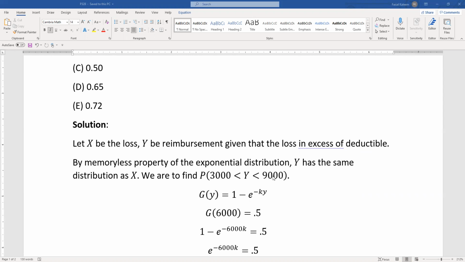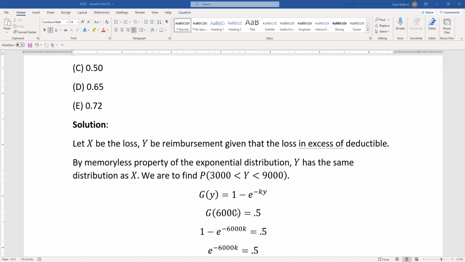So since in everything, whether it's what we have to find or what's given, we are talking about reimbursement given losses in excess of deductible, we just treat that as the variable y. The reimbursement given loss is in excess of deductible is the variable y, and y has the same distribution as x. So it means y is also exponential. So g of y would be 1 minus e to the negative ky.